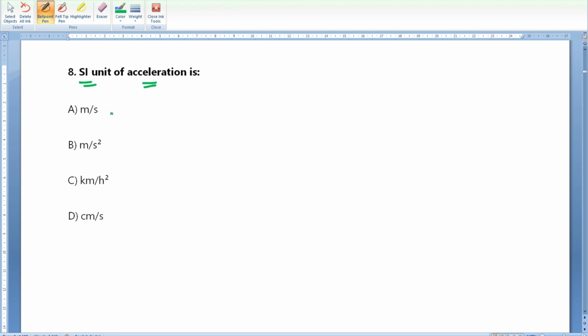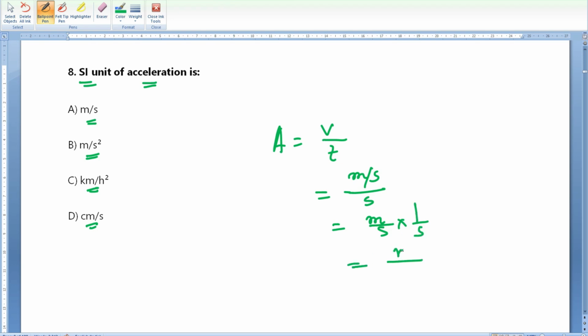SI unit of acceleration: meter per second square, kilometer per hour square, or centimeter per second. Acceleration is equal to velocity by time. The unit of velocity is meter per second and the unit of time is second. Then meter per second into 1 by second is equal to meter per second square. The SI unit of acceleration is meter per second square.